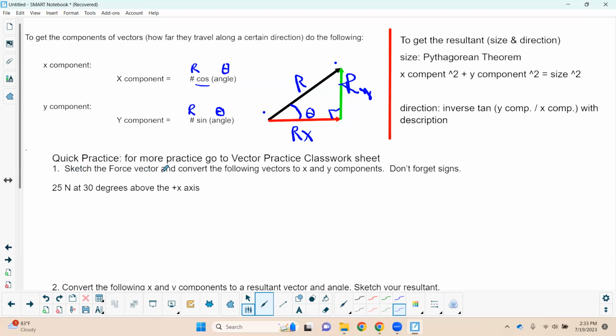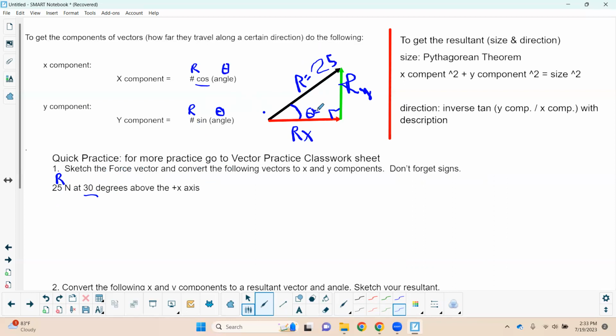Okay, so we're going to practice this problem. It says sketch the force vector and convert the following vectors into x and y components. And we're not going to forget our signs. So this is 25 newtons at 30 degrees above the positive x. So this number here, this force, or whatever it might be depending on if you're doing other vector math later, it'd be 25 newtons. That's r. So this side would be 25. And then 30 degrees above the positive x, that's what this angle is. And I drew this on purpose, so I don't have to draw it again. This picture up here is kind of similar to the picture that you would get. So that number is 25.